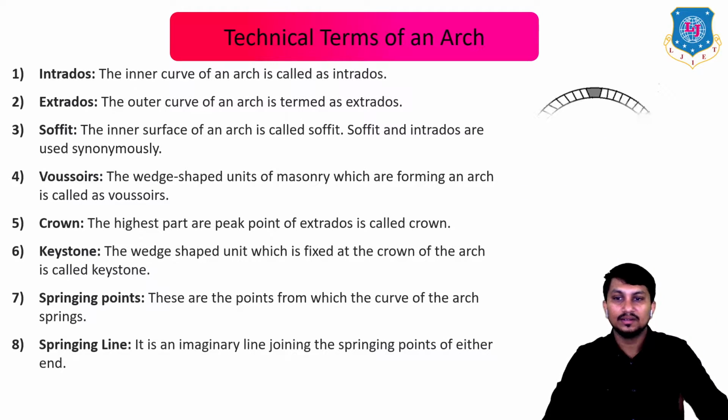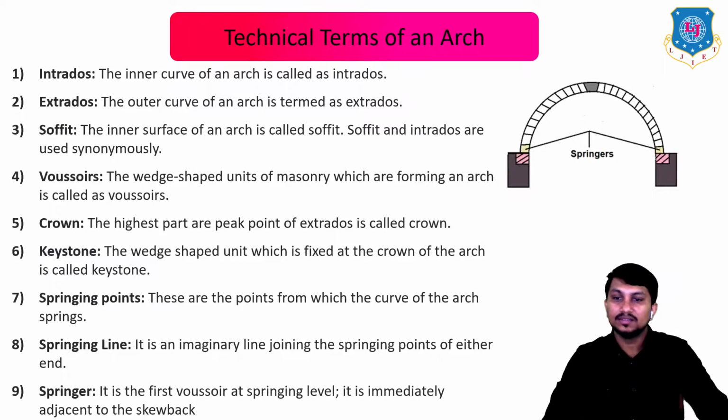Next is springer. It is the first voussoir at springing level and it is immediately adjacent to the skewback. So the first voussoir at the springing level is called the springer. You can clearly see springers in this figure also.